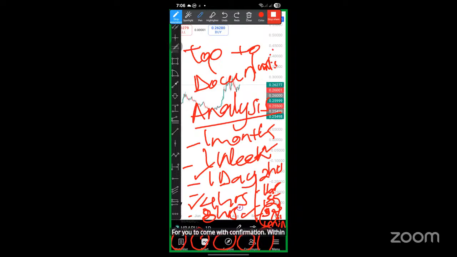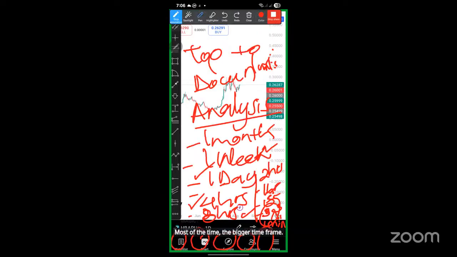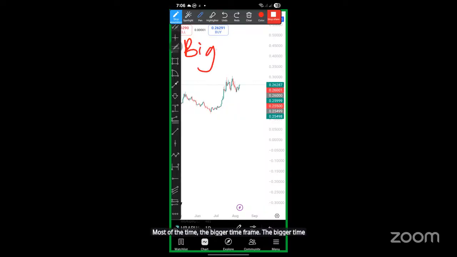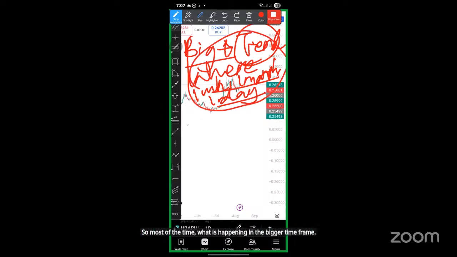Within the time frames, most of the time, the bigger time frame will always give us the trend of the market. Where is the market going in 1 week? Where is the market going in 1 month? Where is the market going in 1 day? So most of the time, what is happening in the bigger time frame is what we call the overall trend of the market. That is the overall trend of the market.